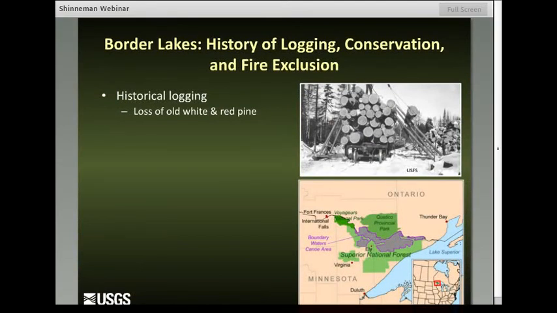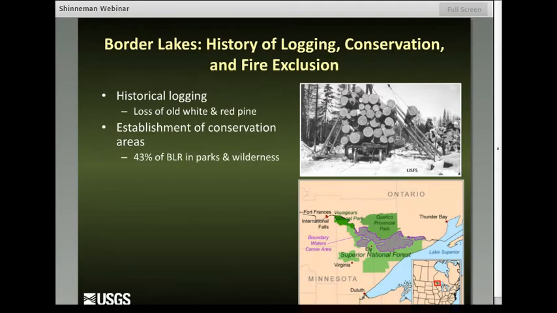Historically, the region was subjected to a lot of different influences, of course. Historic and contemporary logging practices, as well as fire exclusion, have changed the landscape. The establishment of conservation areas have also had an effect on the landscape in terms of composition and forest structure. Currently, about 43% of the landscape is within park and wilderness areas. And even though that's true, those areas have changed as well as a result primarily of fire suppression activities.